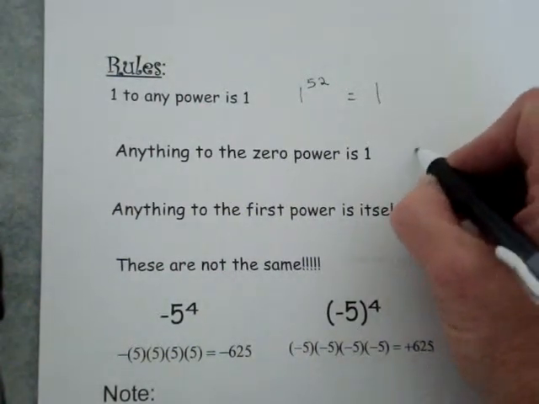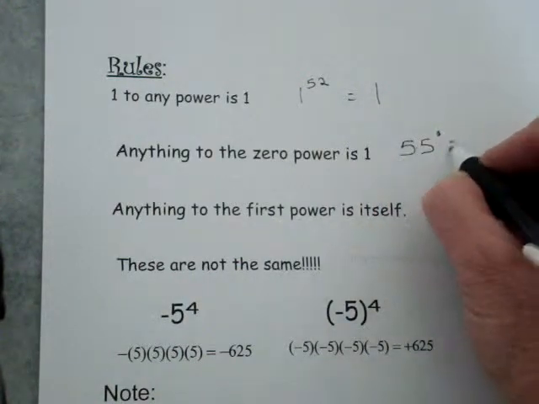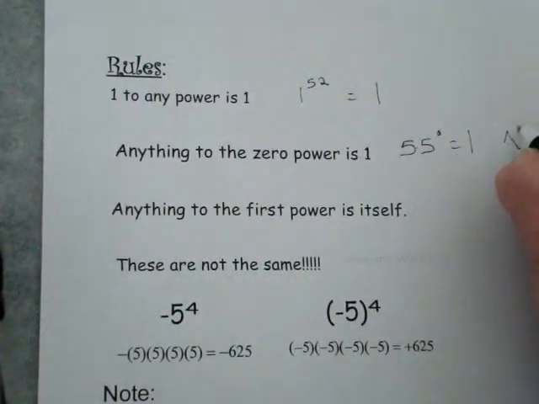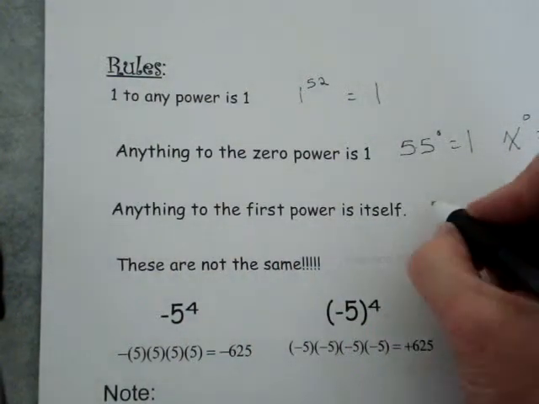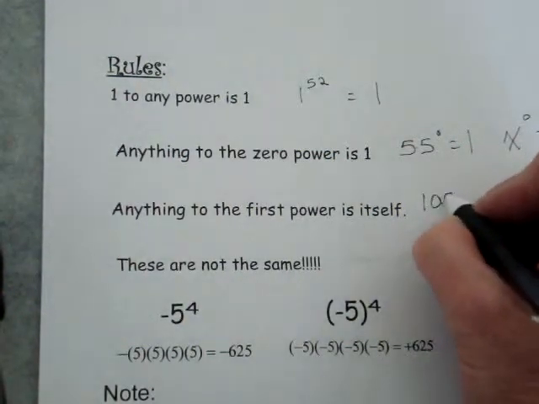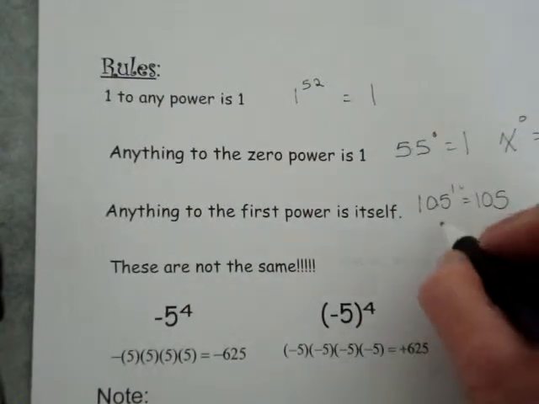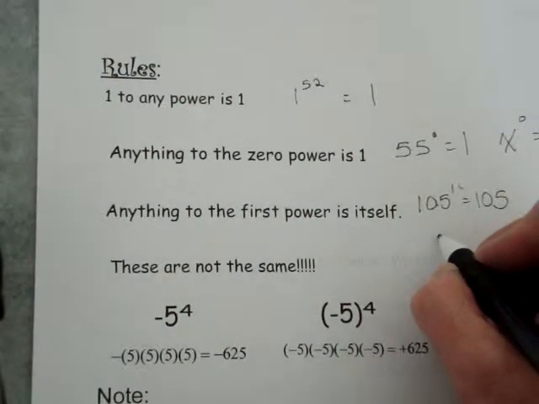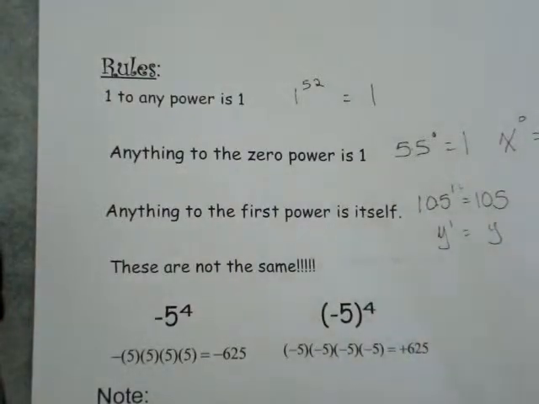And if I had something like 55 raised to the 0 power, that is 1. If I had x raised to the 0 power, that is still 1. Anything to the first power is itself. So if I had 105 to the first power, it is still 105. Or if I had a y raised to the first power, that is still y.